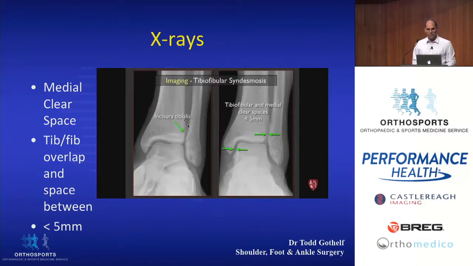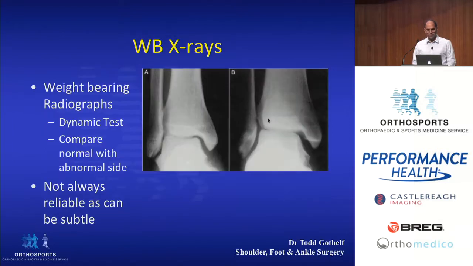So we briefly touched on x-rays. After you do your exam, you need to order some investigation. So an x-ray is important, and it's a weight-bearing x-ray that we need to get. And we often get the normal side and the abnormal side to assess what would normally look for this patient and what it would abnormally look like. So again, looking at the medial clear space, the tib-fib clear space should be less than 5 millimeters.